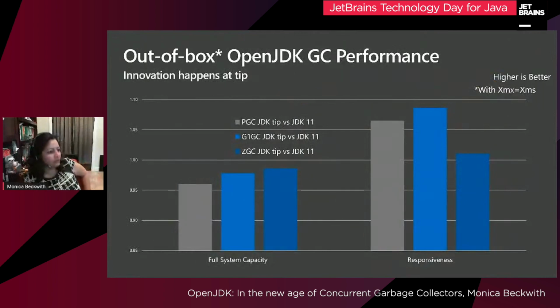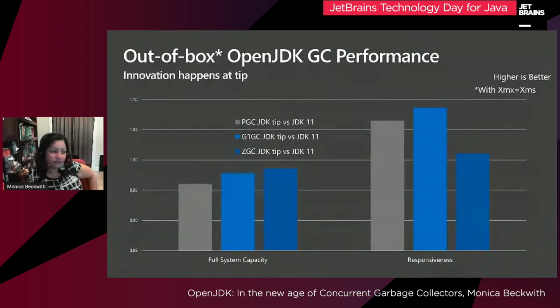The other thing to keep in mind, and I always talk about this with everybody that I meet, is that innovation happens at tip. So even though you think, oh, G1GC is the default, it's stable, there are improvements that happen to G1GC as compared to any given version. The best way to read about it is by reading about what went into a build when it releases. These are called JEPs, Java Enhancement Proposals, and I strongly encourage you to read them.